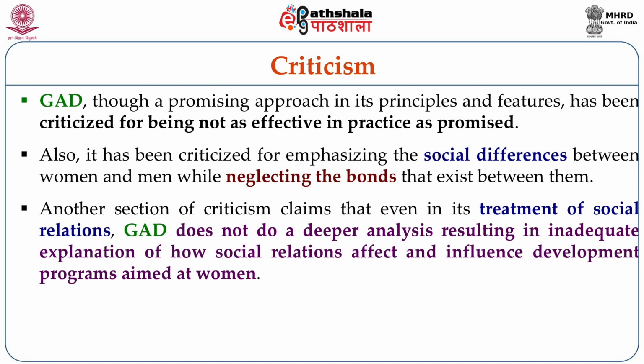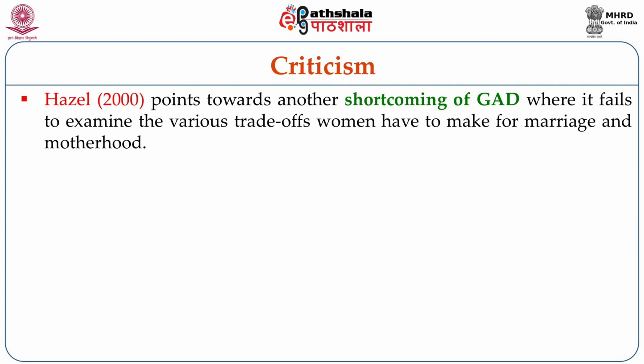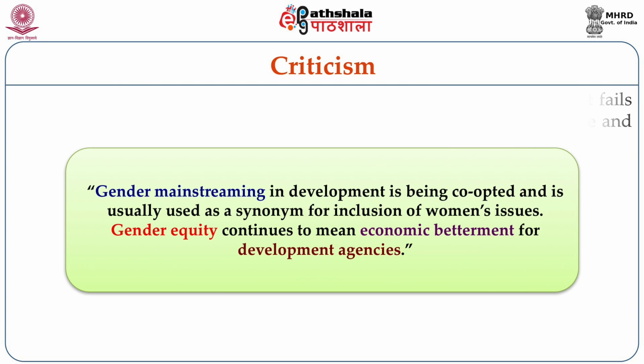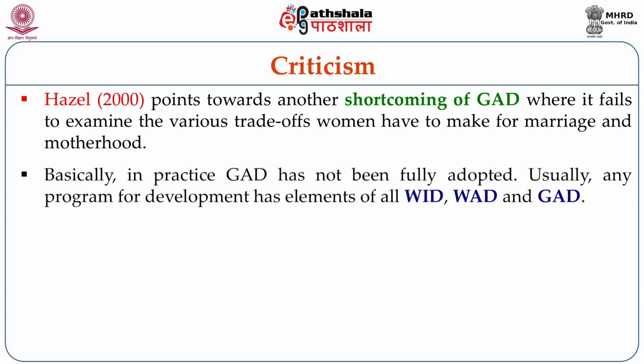There is another section of criticism that says that in its treatment of social relations of gender, GAD does not do a very deep analysis, which results in inadequate explanation of how social relations affect and influence development programs aimed at women. It fails to examine the various trade-offs women have to make for marriage and motherhood, for example. It also fails to address differences among women. Gender mainstreaming in development is now being co-opted and is usually used as a synonym for inclusion of women's issues. In practice, GAD has not been fully adopted.